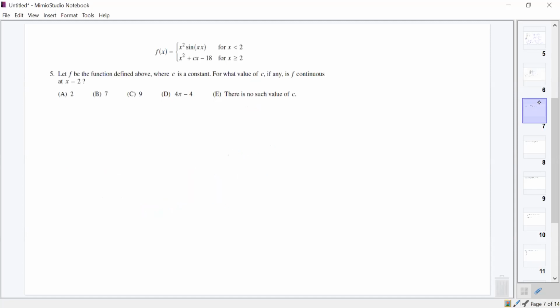All right. Next one. We have f of x, and c is a constant. We want to know what constant makes f continuous at 2. We talked about the definition of continuity yesterday, but we know that the limit as x approaches 2 of f of x needs to equal f of 2, and they both need to exist. So we need to find the limit from the left and the limit from the right.